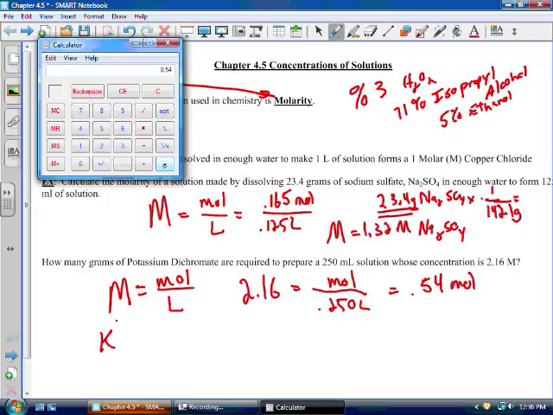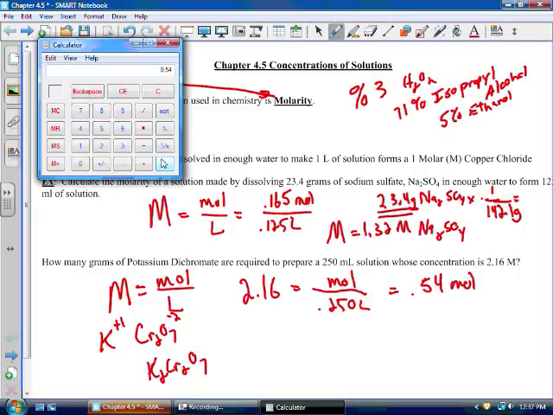Potassium is K, that's +1. Dichromate is Cr2O7 -2. So therefore, K2Cr2O7 is our formula for potassium dichromate. So again, we need to add up our molar mass.